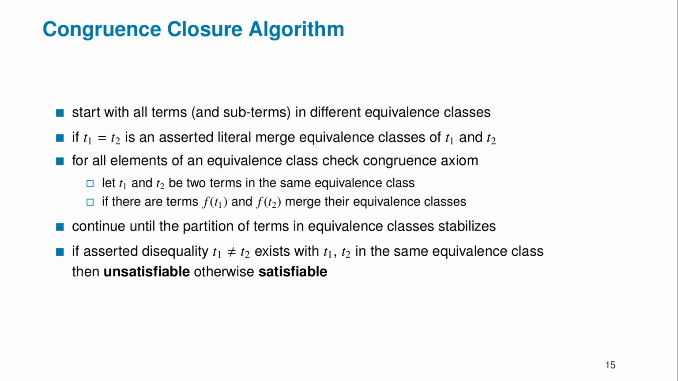And for the equivalence check, we also consider the congruence axiom. If there are terms T1 and T2, we also consider terms F(T1) and F(T2). If they are equal, we merge their equivalence classes as well. We continue until no further merging of equivalence classes is possible. And if we have a disequality, saying that T1 is different from T2, and T1 and T2 are in the same equivalence class, then we can decide that the set of constraints is unsatisfiable.